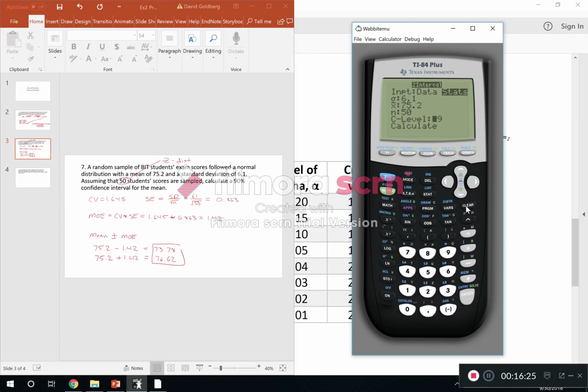It's very, very important that the C-level, or confidence level, be entered on a 0 to 1 scale. So a 90% confidence interval is 0.9, 95% is 0.95, etc. If you just enter a whole number, it might give you an error message. So always enter that as a 0 to 1 scale. Here, 0.9 means a 90% confidence interval. Hit Calculate at the bottom, and the calculator will do an incredible amount of work for you. Up at the top, it gives you the lower bound and the upper bound. Lower bound 73.781, upper bound 76.619, matching very closely to what we got working it out by hand.